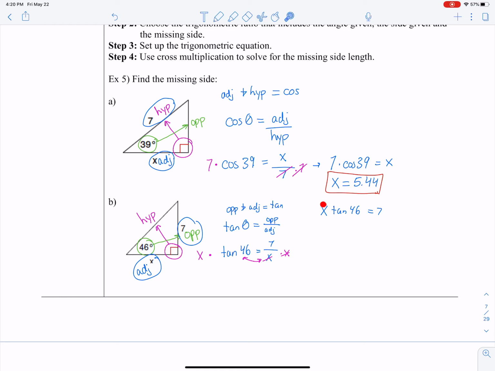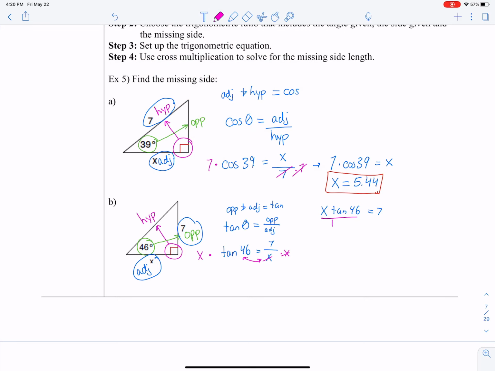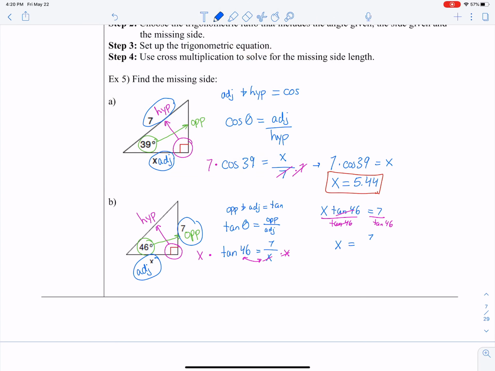Next, I want the x to be by itself. So I'm going to take the tan 46 and I need to move it over here. So these two are multiplying. So the opposite of multiplying is dividing. So I need to divide both sides now by tan 46. So when I do that, whoops, this and this cancel. So I get x is equal to 7 over tan 46. So you notice, if I look back at my original, the tan 46 and the x have swapped places, okay?